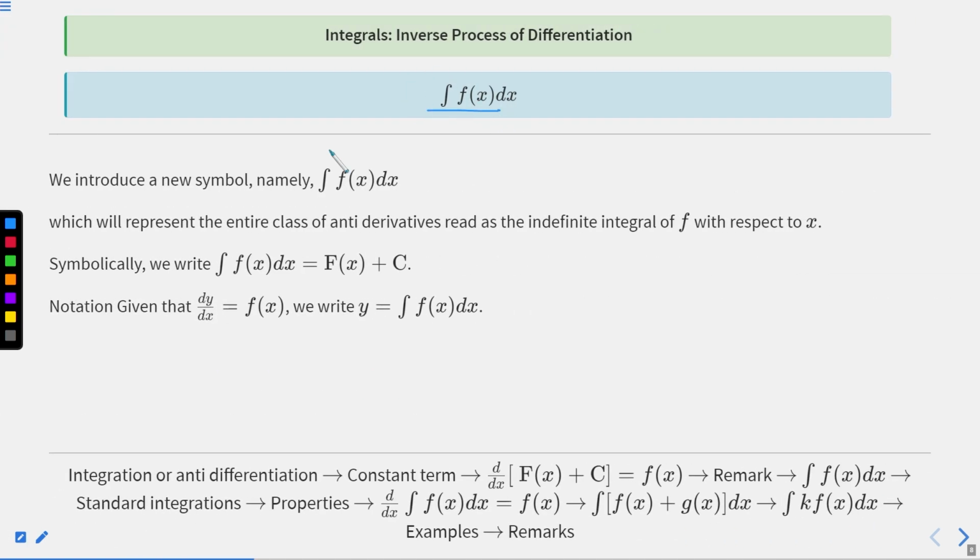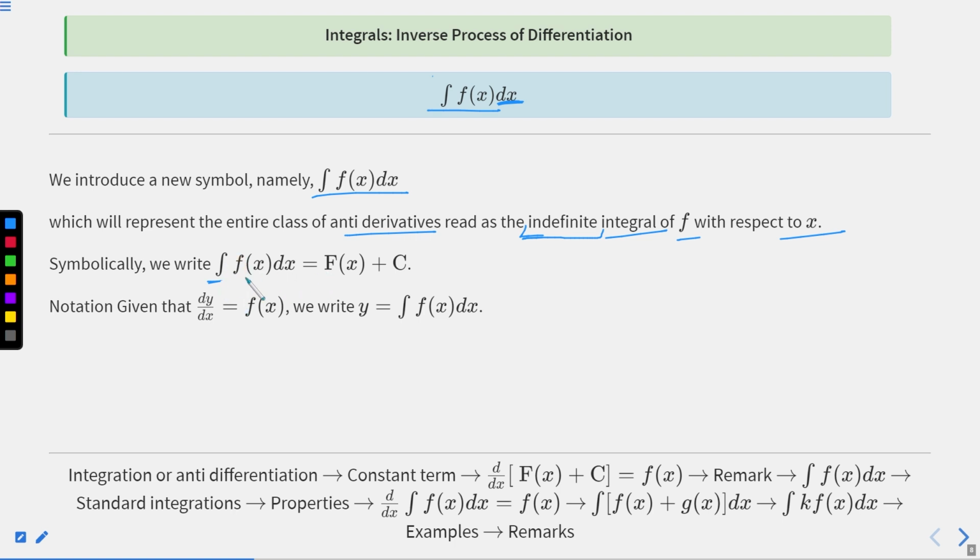Now the notation: we introduce a new symbol, namely this integration symbol. Integration of f(x) with respect to x, which represents the entire class of antiderivatives, is read as the indefinite integral of f with respect to x. Symbolically we write integration f(x) dx. This integration is the indefinite integral. You will later on see the definite integrals. For now, this is your indefinite integral. You have to know this.